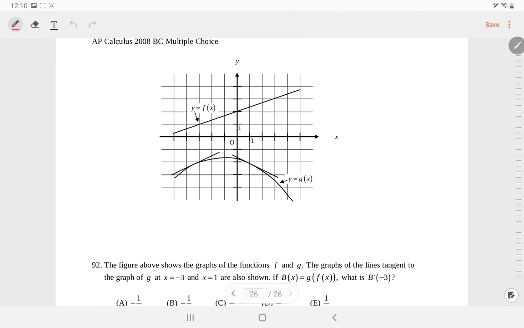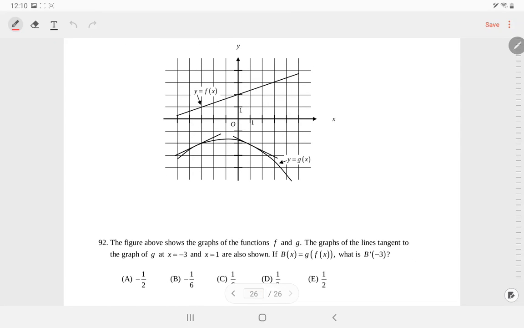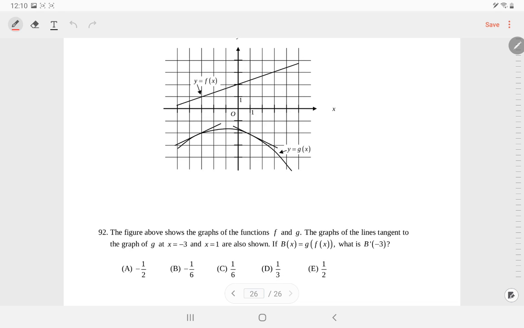Multiple choice. Graph given. This actually is a graph given. Tangent lines. Tangent lines, another line. I don't think I've ever seen this question before. Okay, so let's see. The figure above shows the graphs of the line tangent to the graph of g at x equals -3 and x equals 1 are also shown. Okay.